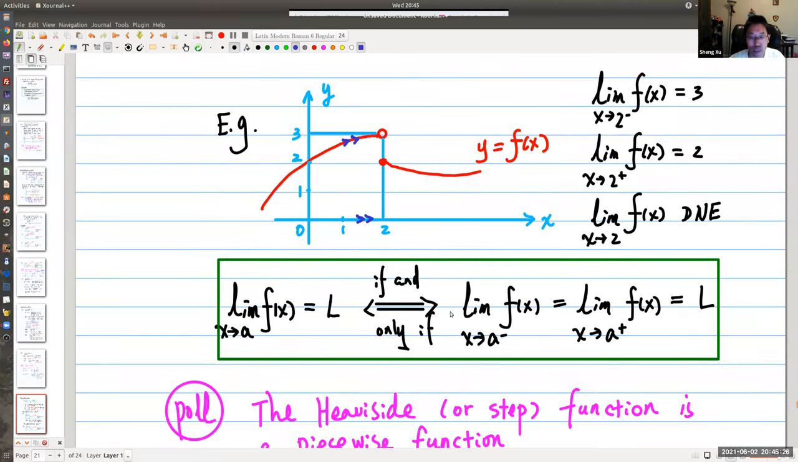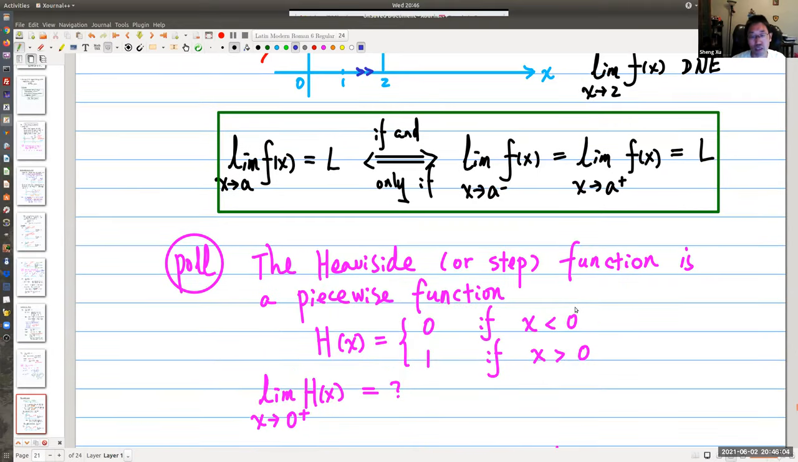So immediately we have this theorem here. If we say the limit of f of x is equal to L as x approaches a, meaning x approaches a from both sides, this is true if and only if, equivalently, the left-hand limit and the right-hand limit both are equal to L. Does that make sense to you? Only when you approach from the left, you get L, and you approach a from the right, you also get L, then we say the limit as x approaches a is L, and vice versa. I think that's easy to understand.